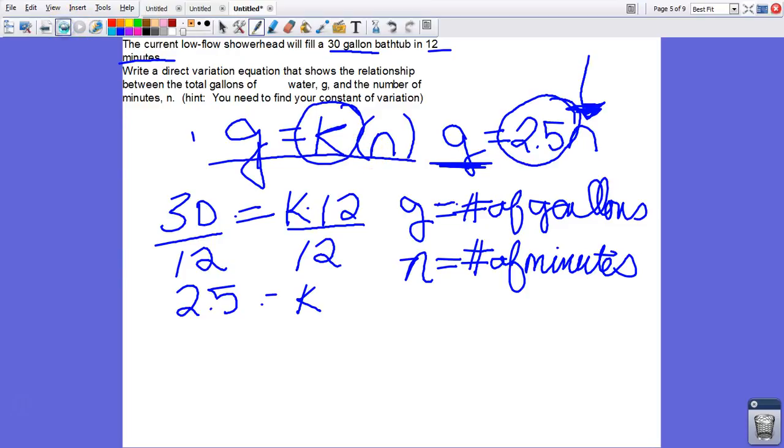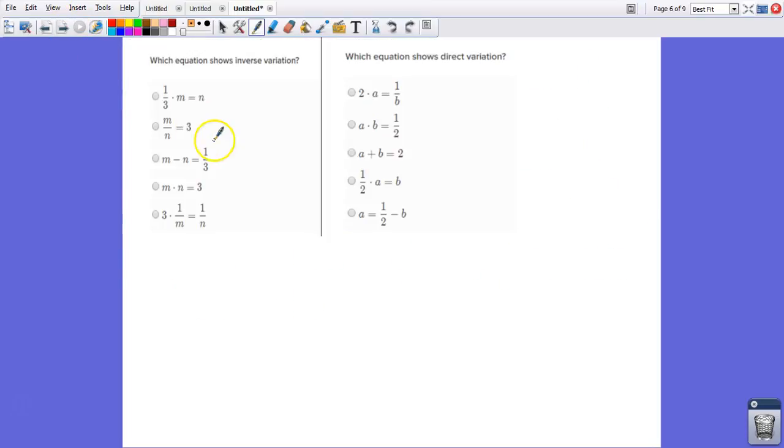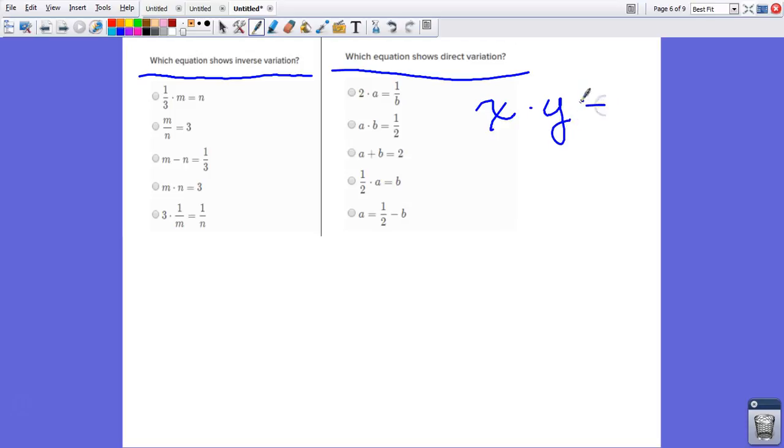Let's go on to the next one. Oh, you guys, these are great. Which one shows an inverse? So which one of these shows an inverse and which one of these shows a direct? So a direct variation, we know that our x times y is going to equal our constant of variation. And with an inverse, we know, oops, I did that wrong. I hope you guys caught that.